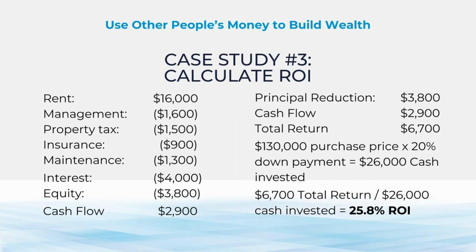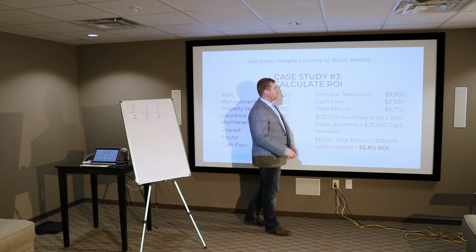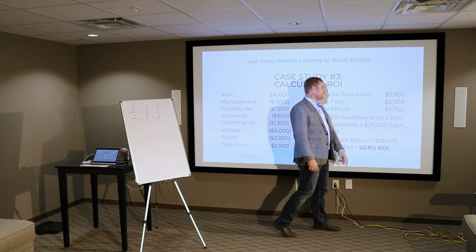And you can find these things on the bank statement, right? You get your end of the year statement. It'll tell you exactly what you paid in principal, exactly what you paid in interest. But in this case, it was $3,800. Let's take our cash flow of $2,900 and add those two together, because those are our two benefits, principal and cash flow, for figuring out our return. So our total return then is $6,700.